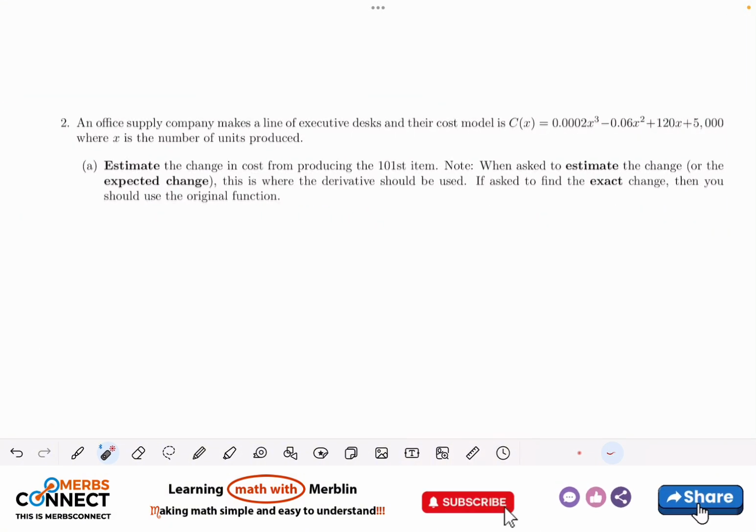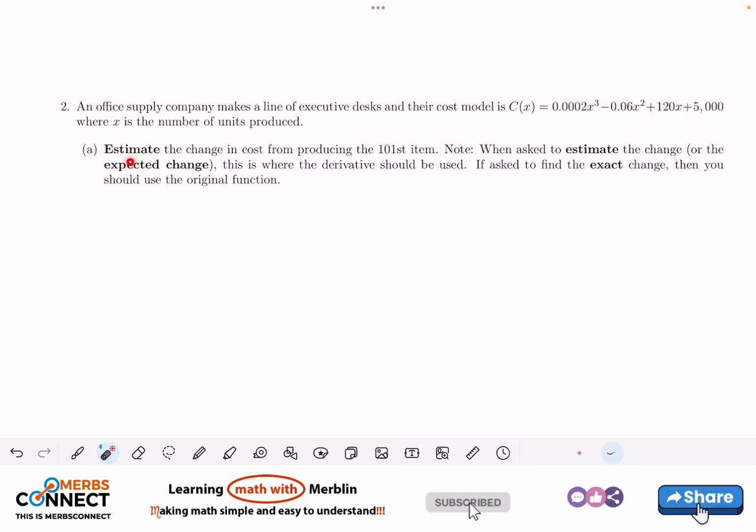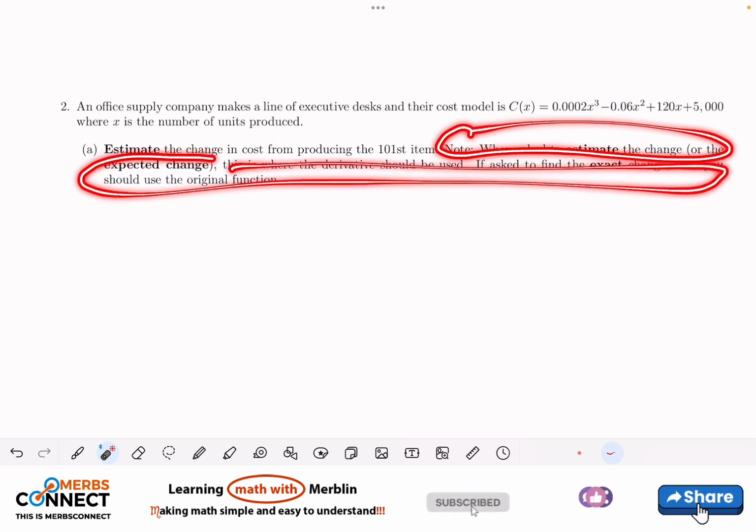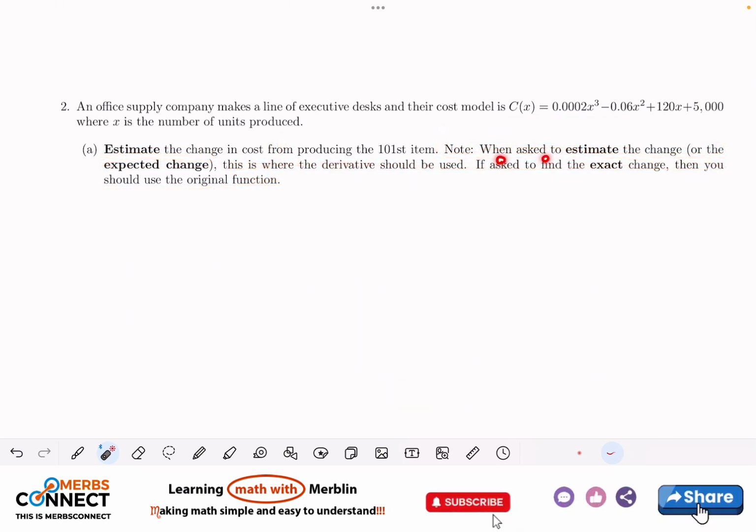Now let's look at question 2. Question 2 is also asking us to estimate the change in cost from producing the 101 item. Now everything here is the note, like everything here is just explaining the question. So when asked to estimate the change or the expected change, this is where the derivative should be used, right? So here they are asking us to find the what? The estimate. We need to estimate it. So what we are going to do here is very simple. We are going to just differentiate the function as the note is talking about here.